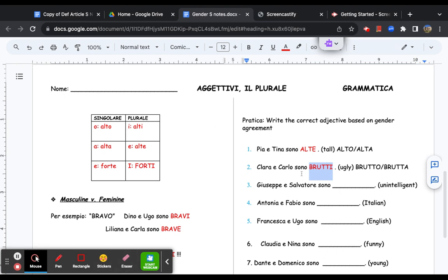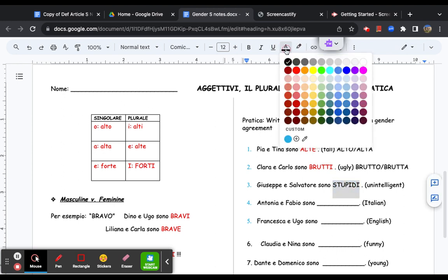Last one that I'll do with you is Giuseppe e Salvatore. And that is unintelligent or stupido, stupida. Salvatore is a male. So we have masculine plural. We have stupidi. Now, you guys are going to work on the rest on your own.